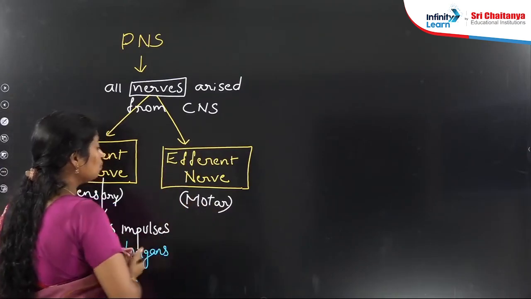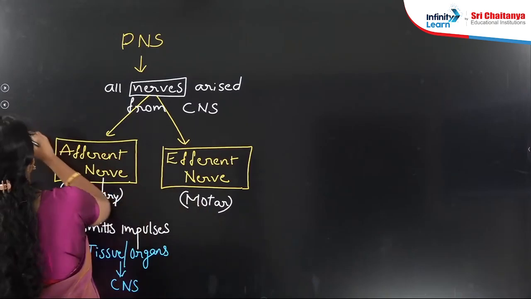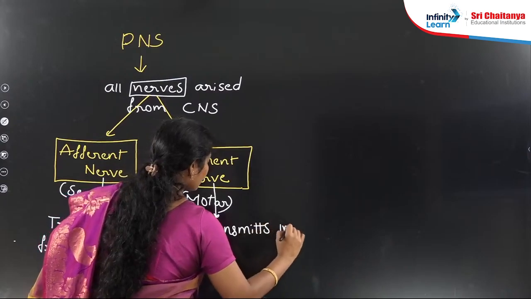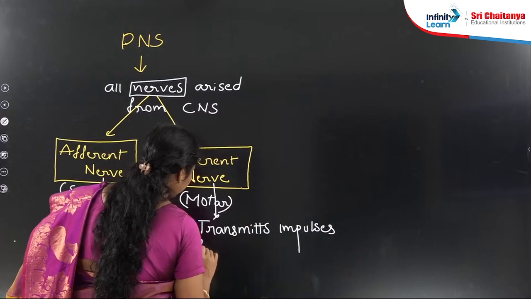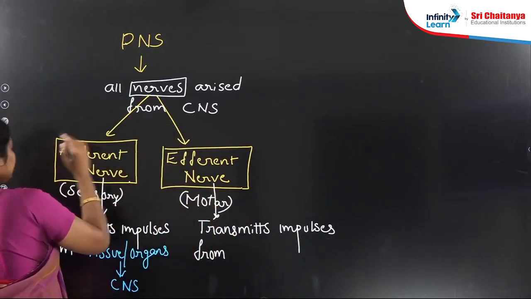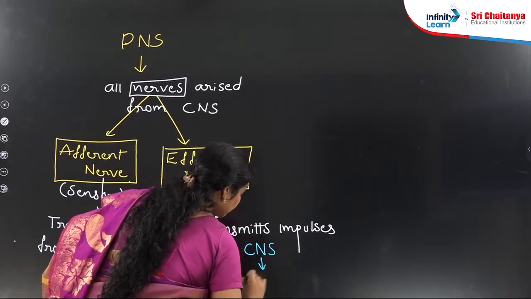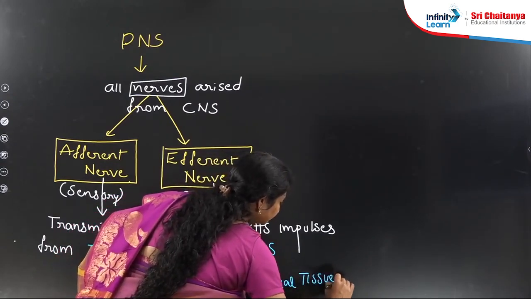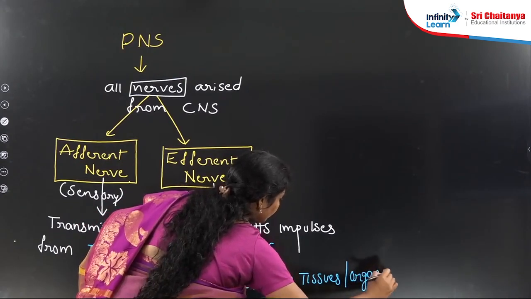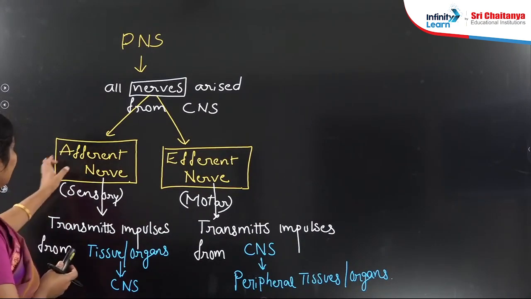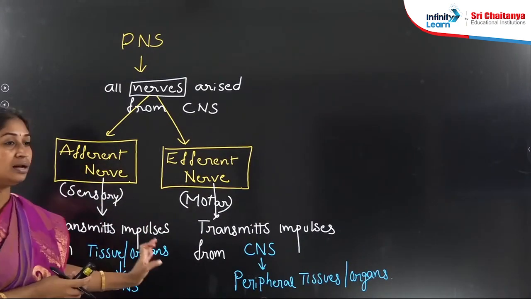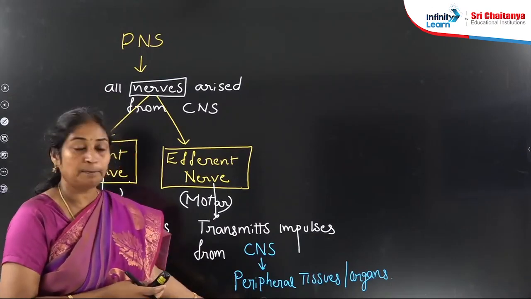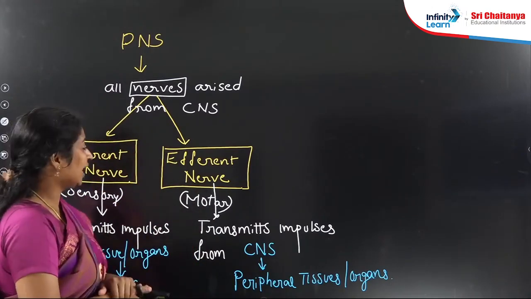The second one is efferent. Efferent is motor in function. Motor in function means this one also transmits impulses from the CNS to the concerned peripheral tissues or organs. Are you understanding? The afferent nerve transmits impulses from tissues or organs to the CNS, whereas the efferent nerve transmits impulses from the CNS to concerned peripheral tissues or organs. So these two are the types, afferent and efferent.